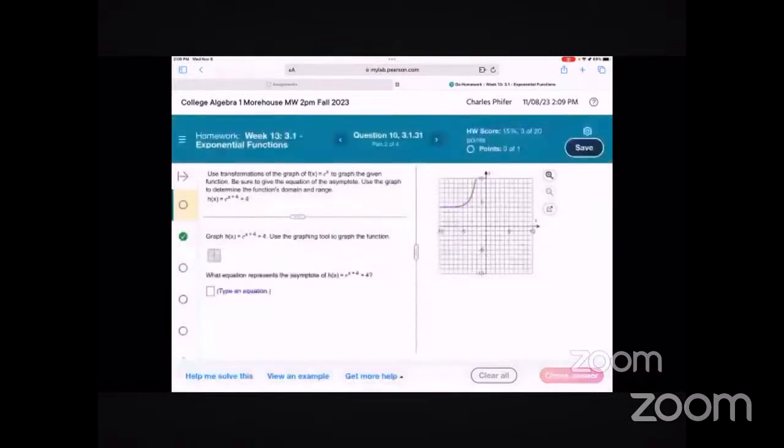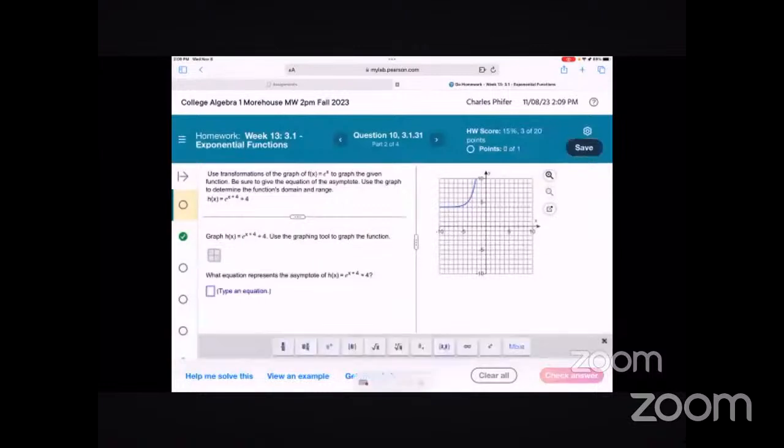Okay. Oh, the asymptote. So it's going to be y equals 4.